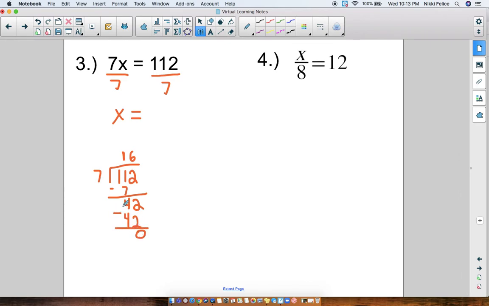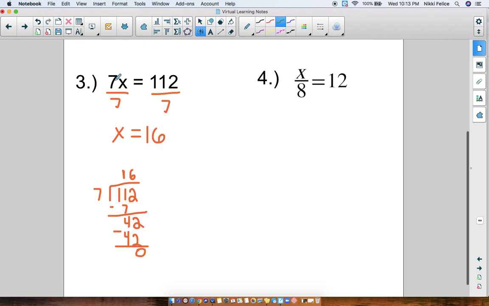All right, so what does that mean? 112 divided by 7 is 16. x equals 16. And of course, we go back and double check our answer by doing 7 times 16 to make sure it equals 112, which it should. We do 16 times 7 to make sure that we got it correct. 7 times 6 is 42. 7 times 1 is 7, plus 4 is 11. So yes, we got this problem correct.